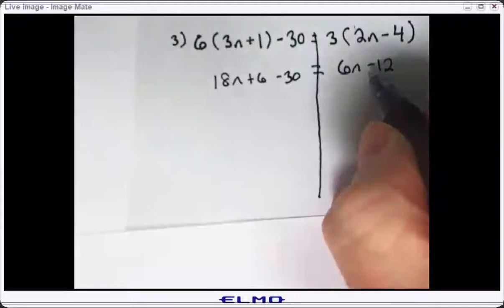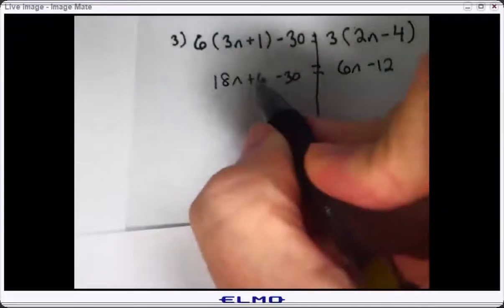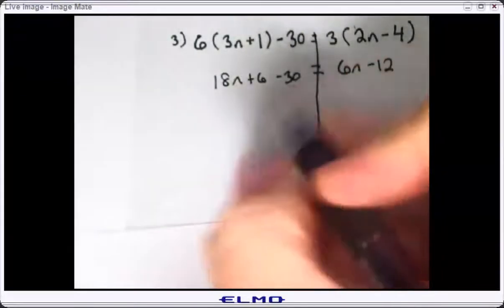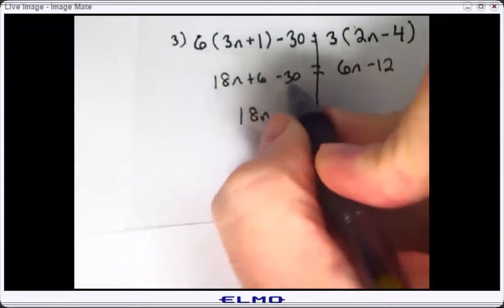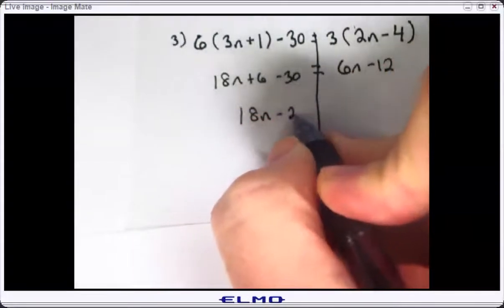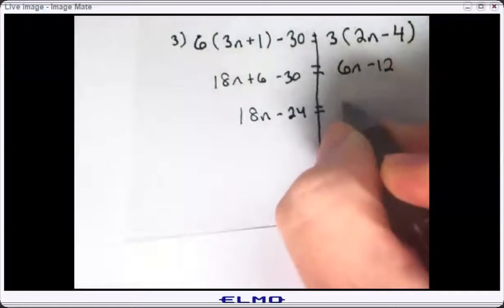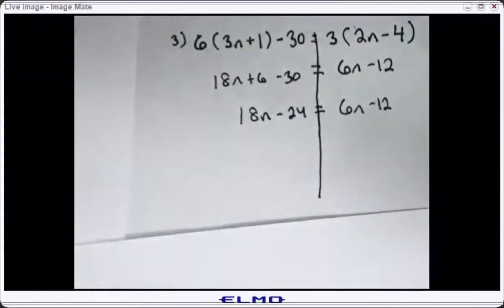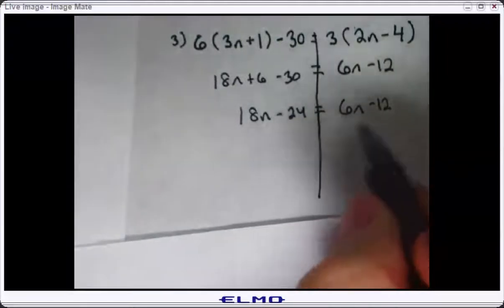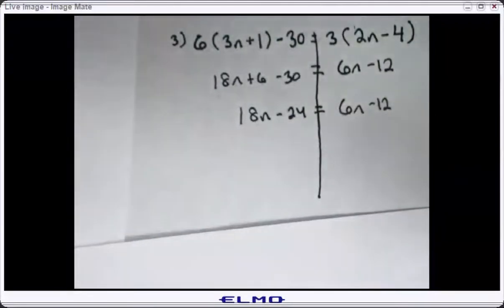The right side is in simplest form. The left side is not because I have 2 like terms, 6 and negative 30. So bring down the 18n. 6 plus negative 30 is negative 24. This comes down. Okay, step 1, simplify. I've done. Both sides are in simplest form. There's no distributive property. There's no like terms. Now I'm ready to get the variable on one side.